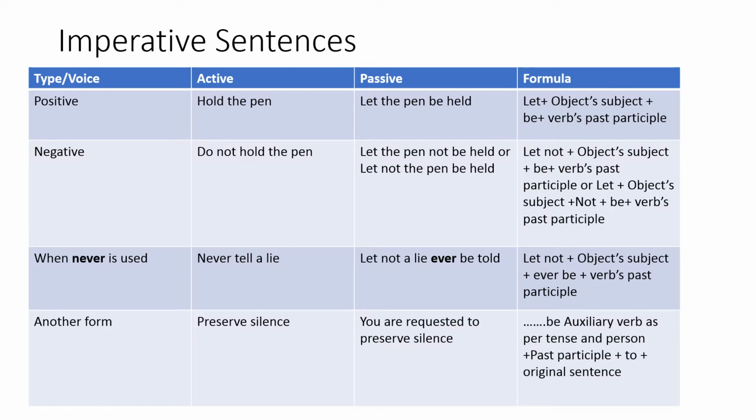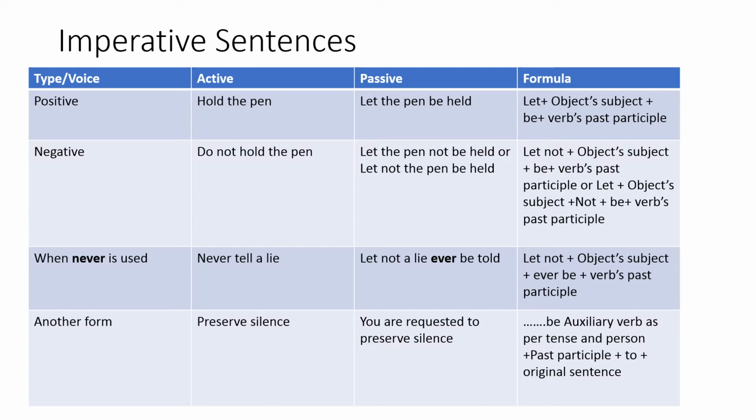In the imperative sentence, the subject "you" remains silent. Hold the pen. So "you" is silent. You hold the pen. So that's the sentence. Now we shall look at my formula.